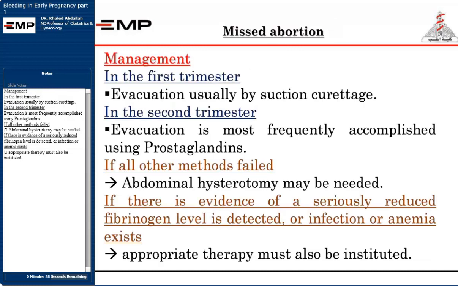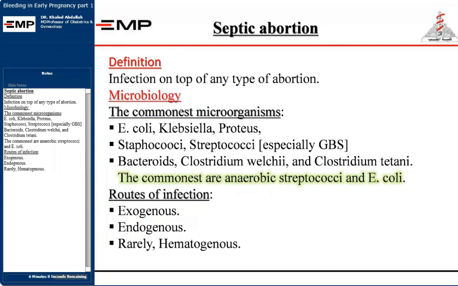Management. In the first trimester, evacuation, usually by suction curettage. In the second trimester, evacuation is most frequently accomplished using prostaglandins. If all other methods fail, abdominal hysterotomy may be needed. If a seriously reduced fibrinogen level is detected, or infection or anemia exists, appropriate therapy must also be instituted.